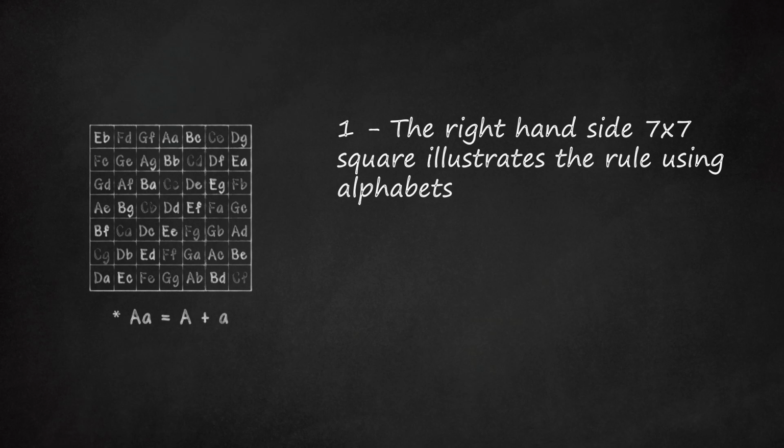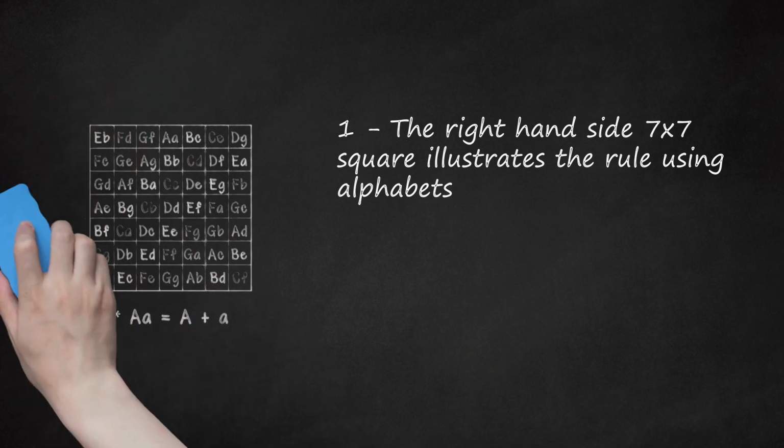EBFDGFAABC SUDG. FCGU AGBBCDDFEA. GDAF BACC to for example FB. AEBGCBDDEFFAGC. BFCADCEE FGGB AD. CGDB ed FFGAACB. DEC FA GG a BDCF.